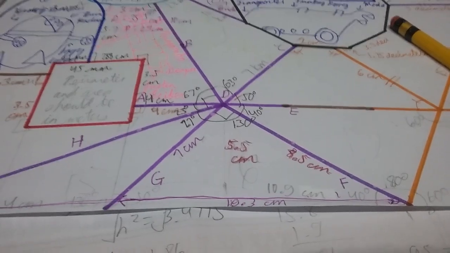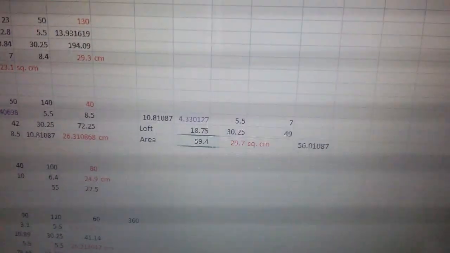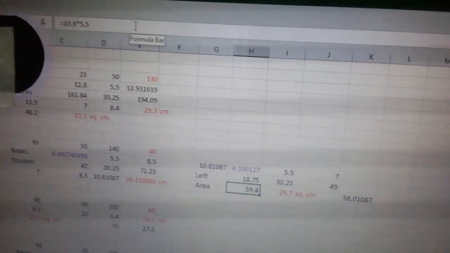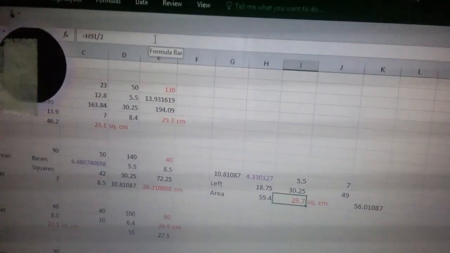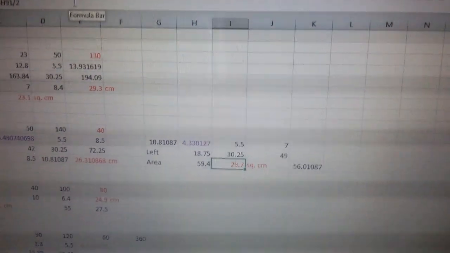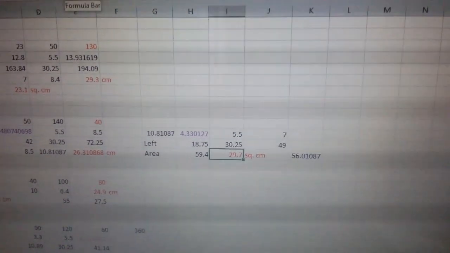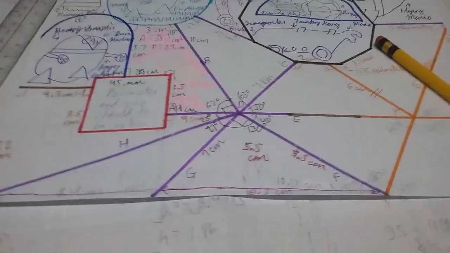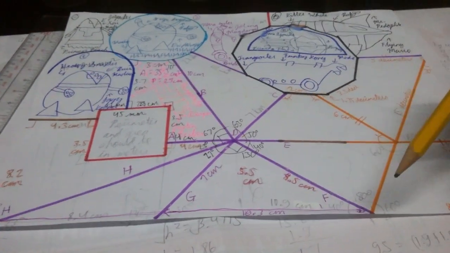Did we get that formula? O yan, we should get 29.7. Bakit? Kasi po dito, 10.8 times 5.5, base times height. Tapos dito, divide by 2. So we should get 29.7 square centimeters. Okay? However, that's for this triangle only.